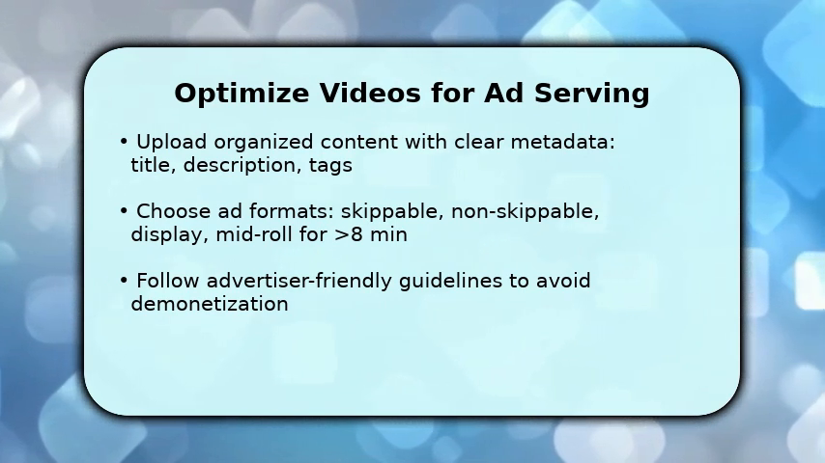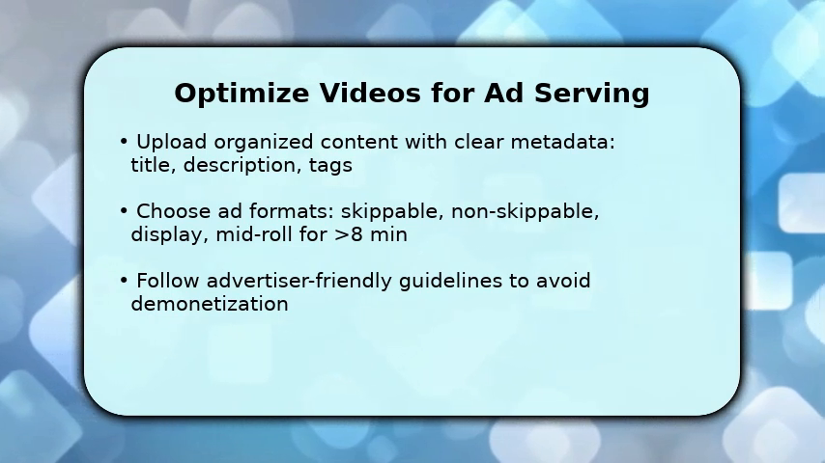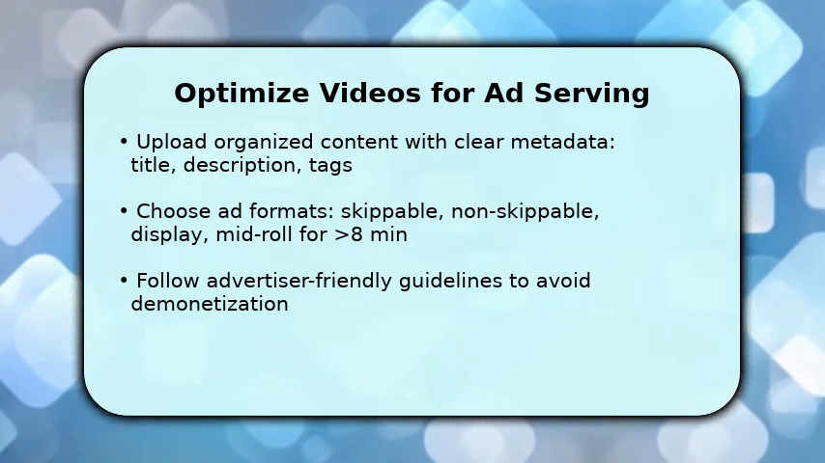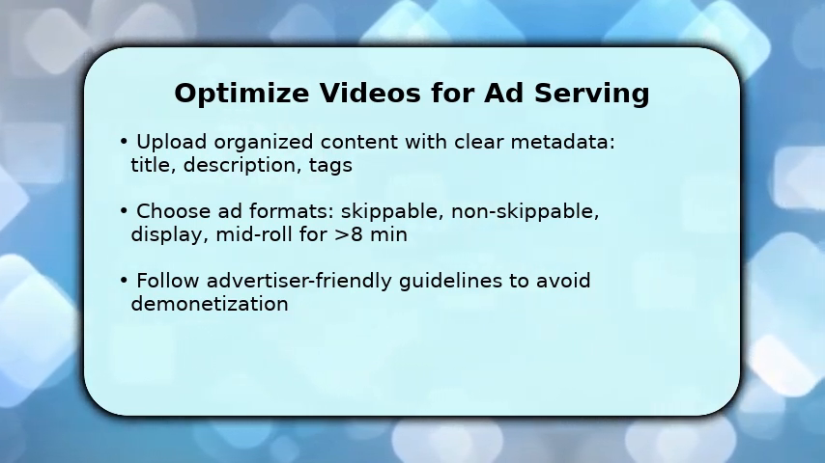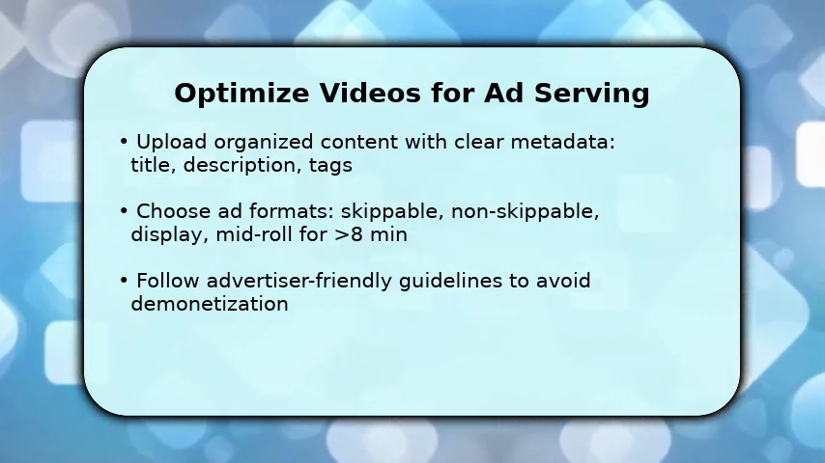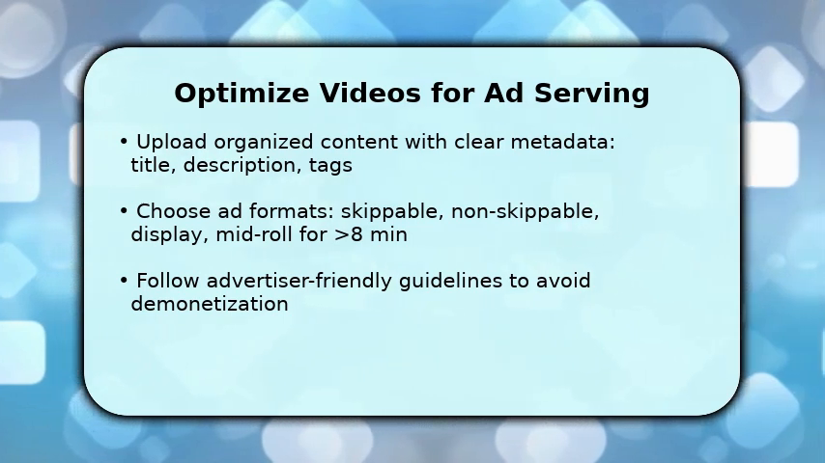Next, choose ad formats. Enable mid-rolls for videos longer than 8 minutes to boost RPM. Also, follow advertiser-friendly content policies. Otherwise, your video may be limited or demonetized. By optimizing metadata and format choices, you improve fill rates and CPM, which directly increases your ad revenue.